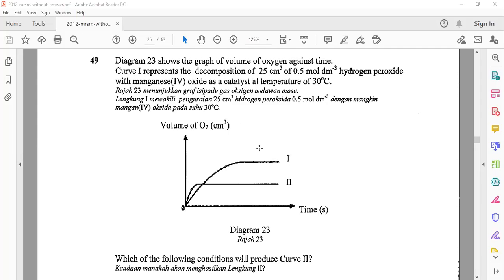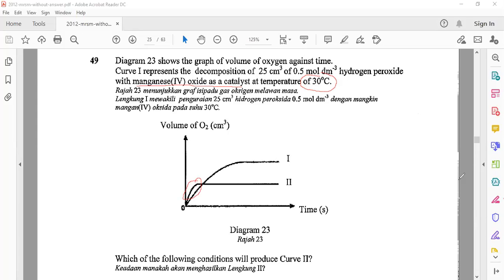And curve 1 represents the decomposition of 25 centimeter cube, 0.5 mole per decimeter cube of hydrogen peroxide with manganese(IV) oxide as catalyst at temperature 30 degrees Celsius. Now they are showing you two factors. First factor is the catalyst, second factor is the temperature. Now you want to get curve 2. Curve 2 means the rate of reaction is higher. What do you know about curve 2?